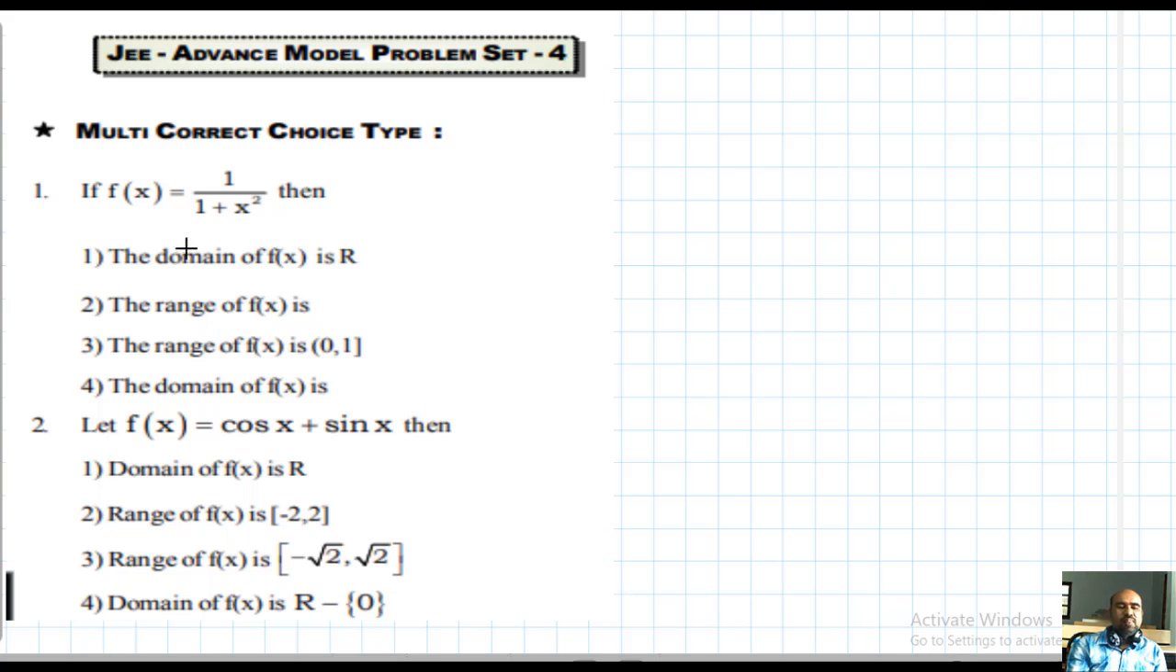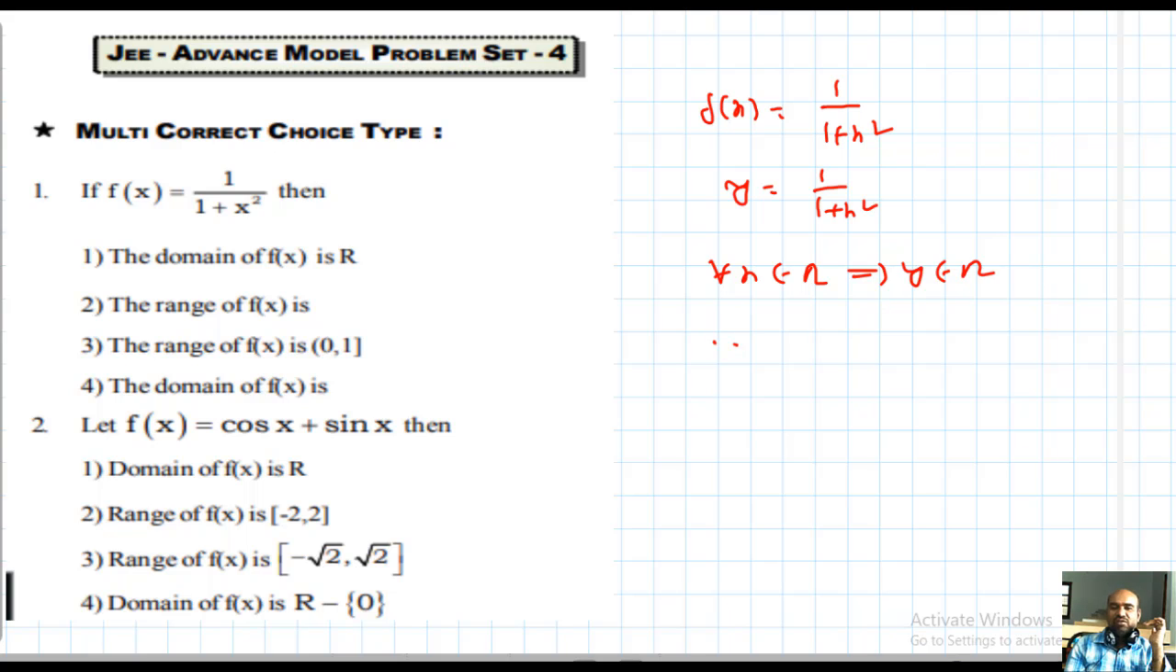This is a multiple-type question. f of x is given as 1 by 1 plus x square. You want to find the domain and range, both. Clearly, the domain is all real numbers; for any x it is defined. Or y equals 1 plus x square; for every x belongs to R, y also belongs to R. Therefore, the domain of f is all real numbers. I can choose the first option.